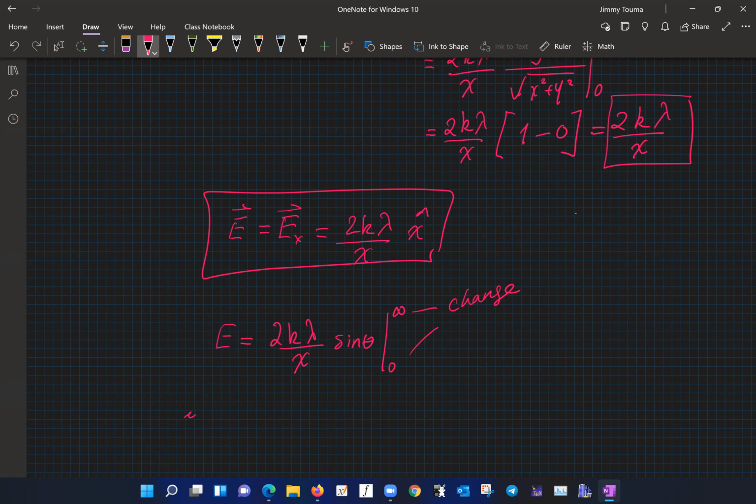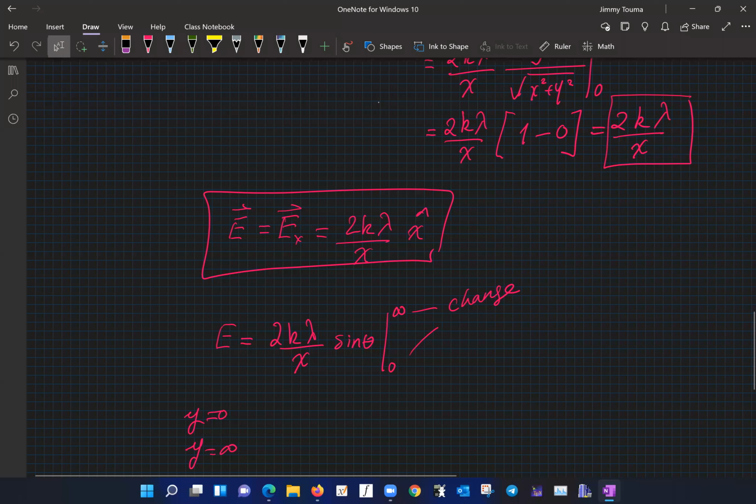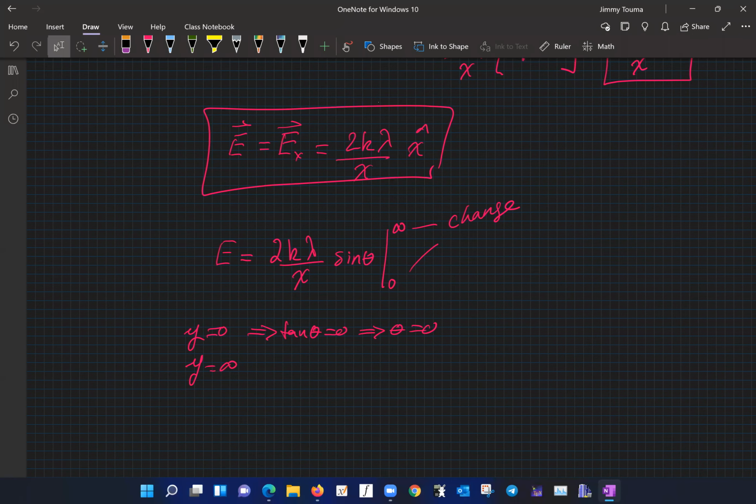So what happens when y is 0? And what happens when y is infinity? Let's look at the equation right here. X is constant, right? When y is 0, obviously x cannot be 0, so the tangent of theta has to be 0. So this implies tangent theta is 0, and the tangent is sine over cosine. This implies theta is 0. So we got the lower limit. So now E equals 2k lambda over x sine theta, and the lower limit is actually 0, just like the other one.